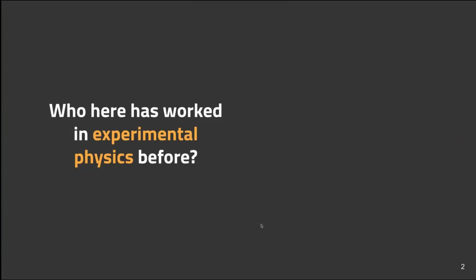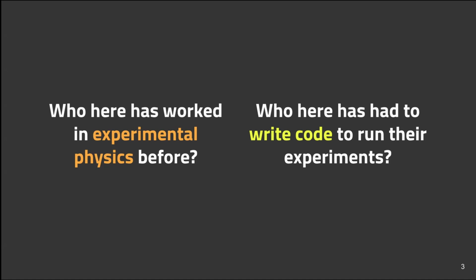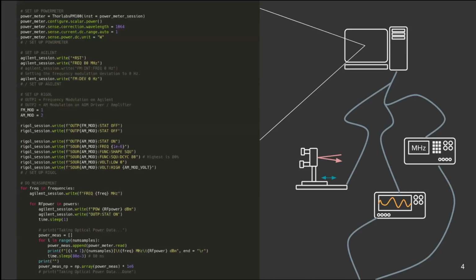Right. So just to get a feel, maybe some of you have worked in experimental physics before, and maybe some of you have even written code to run your own experiments. And for people who have had to write code for experimental physics, code like this might look really familiar. And unfortunately, this kind of code still exists and is commonplace today in experimental physics.